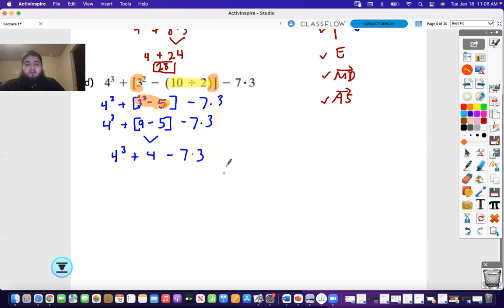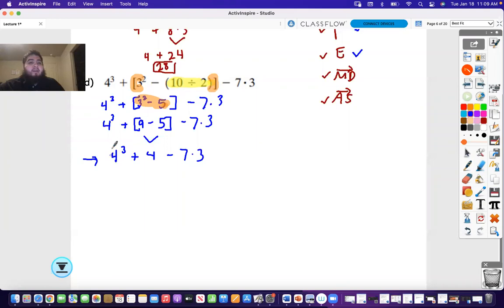All right, everyone with me? Do we see any more grouping symbols or parentheses in this line? So now we're done with the first step. What's after P? Exponents. Do we see any exponents, class? Yes. For what? 4 cubed.